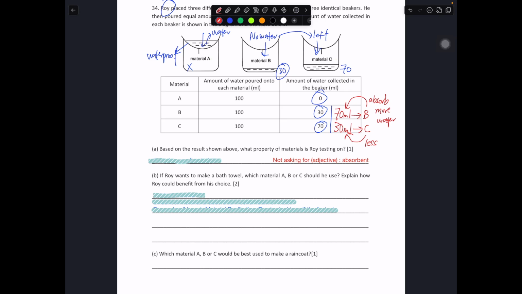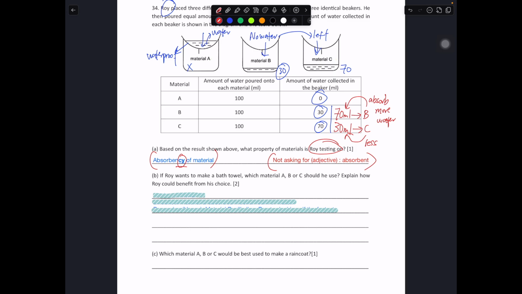Okay, so now based on the result, what is the property that Roy is testing? This is not asking you for an adjective, so you cannot write something like "absorbent." There's no such thing as testing for absorbent. Testing for absorbency of the material. How much water can be absorbed by the material is also fine. So you have to write it in a way that you are not using an adjective to describe an object. So it must be absorbency of material.